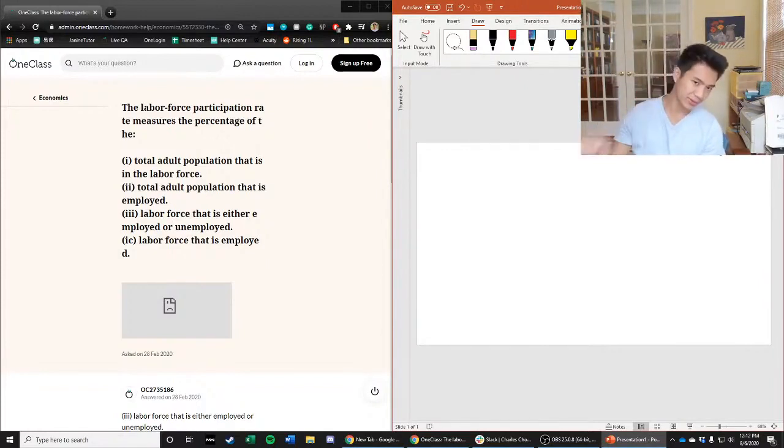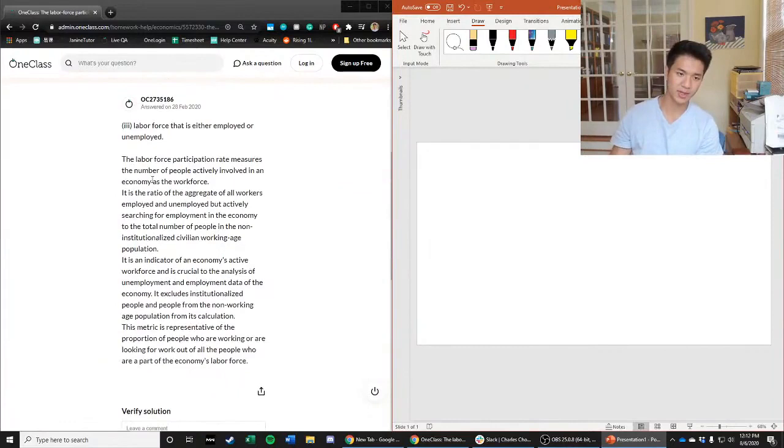Let's take a look at the previous tutor's answer to see what they got. The previous tutor said 3, the labor force that is either employed or unemployed. And so again, we're going to disagree with this answer, right? Because given that calculation, the percentage of the labor force that is either employed or unemployed is always going to be 100% by definition. So that's not what we're looking to measure with the labor force participation rate.